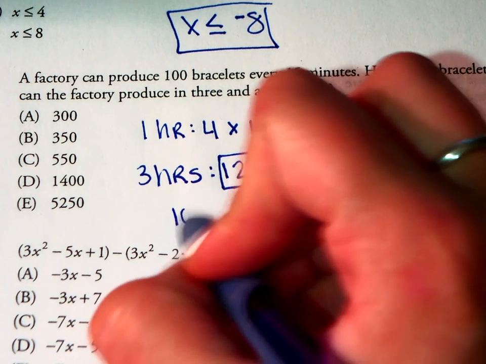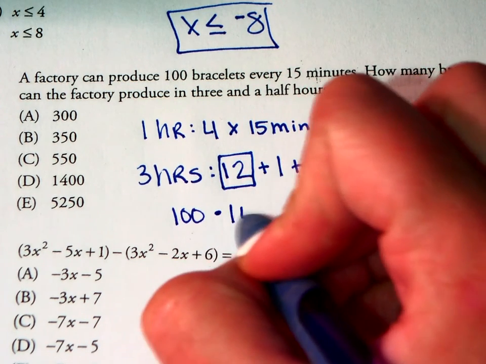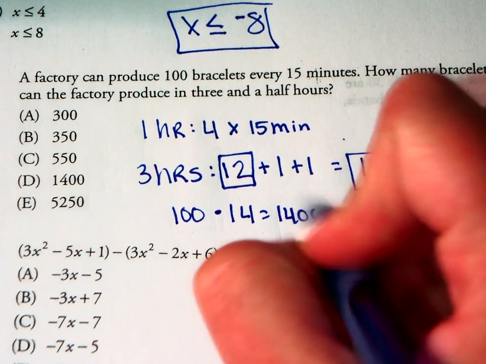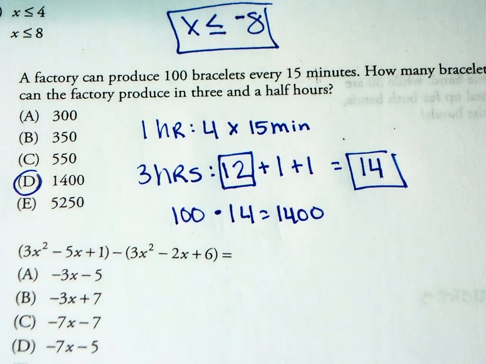So all I'm going to do is 100 times 14, which is 1,400, option D. This is the easiest way to do it, just thinking about what time represents and how many 15-minute increments are there.